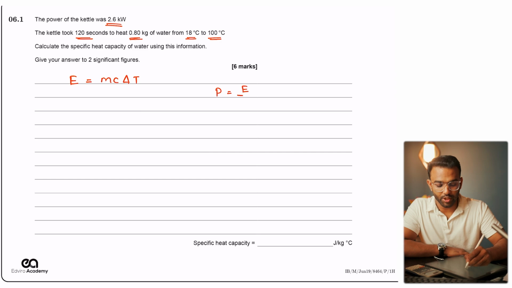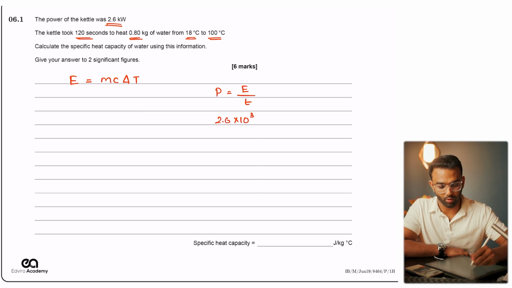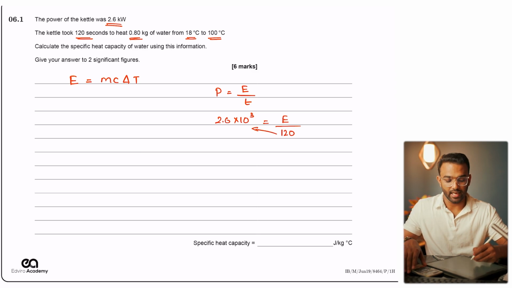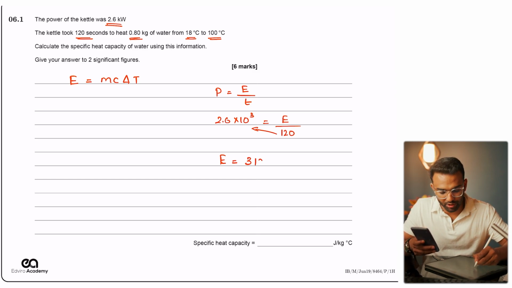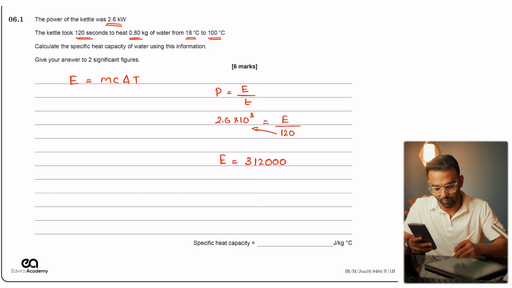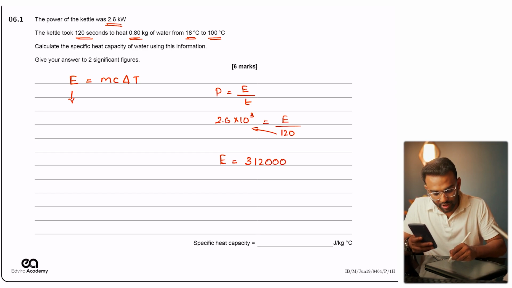Power equals energy divided by time. So we're given 2.6 times 10 to the power of 3, because it's in kilowatts, is equal to energy divided by time, which is 120. Cross multiply that, that is our energy. So the energy is 120 times 2.6 times 10 to the power of 3, giving me an answer of 312,000. That's our energy.